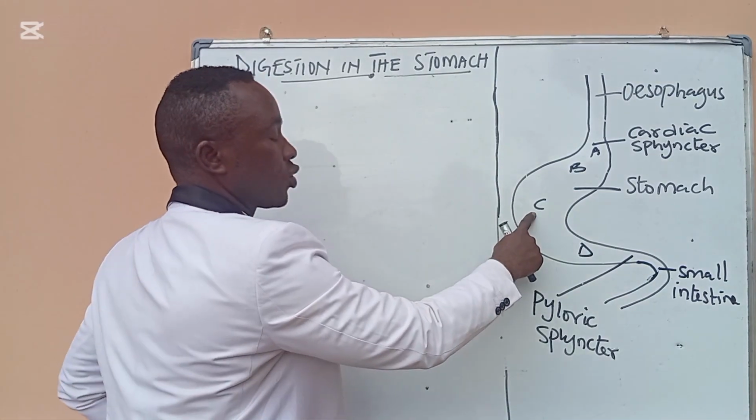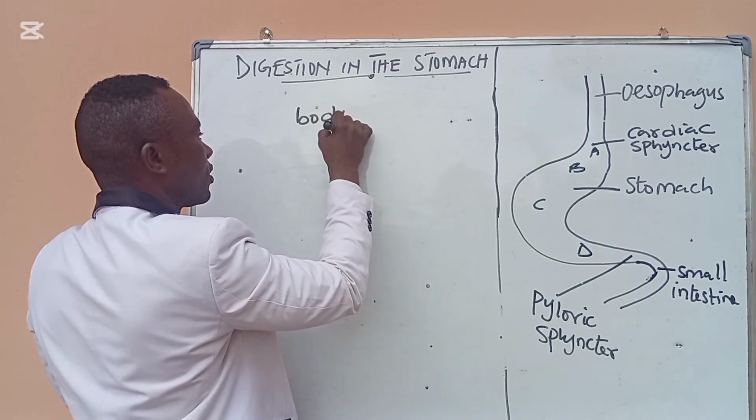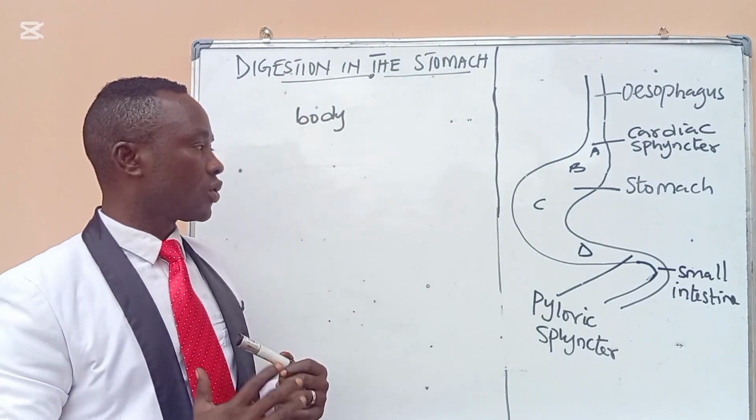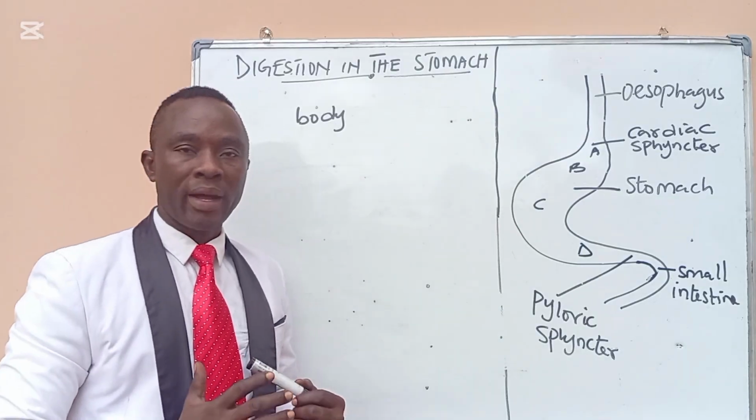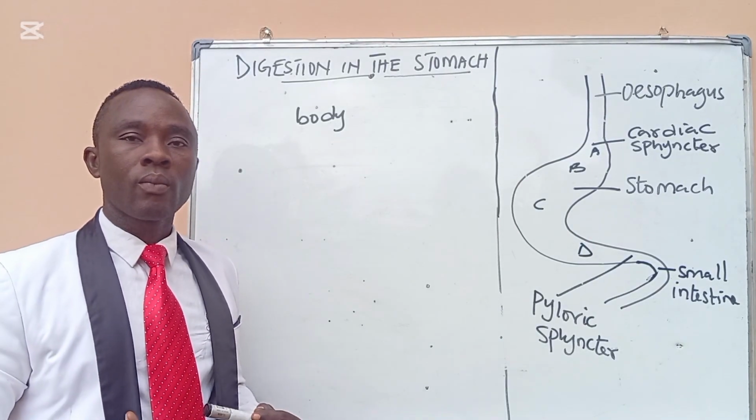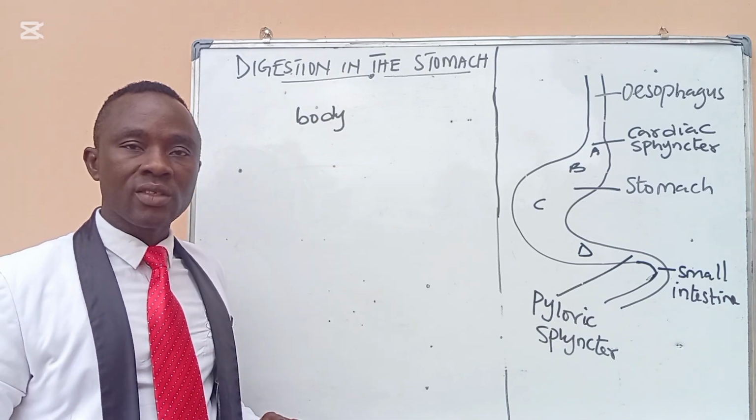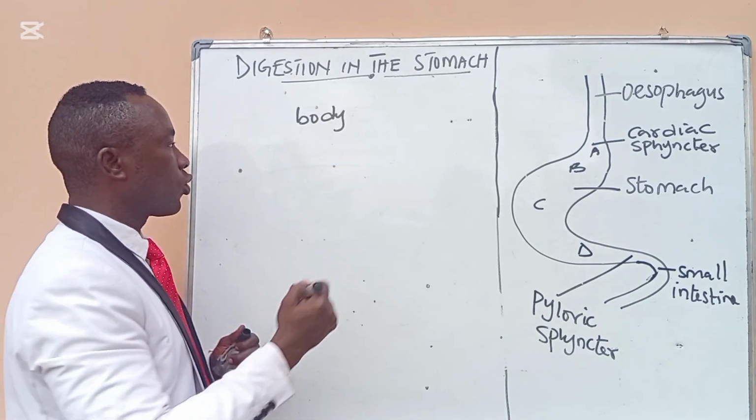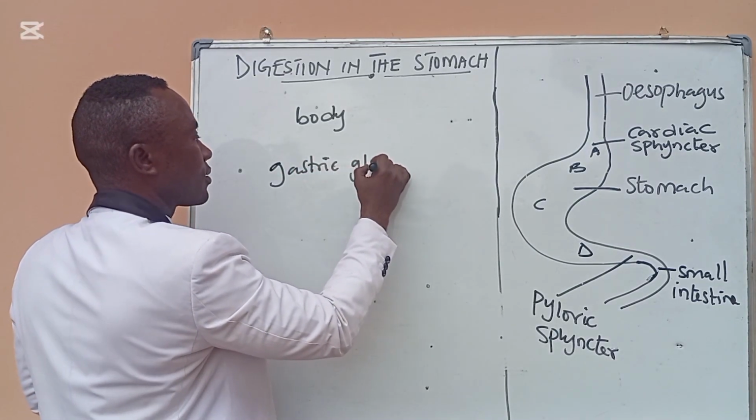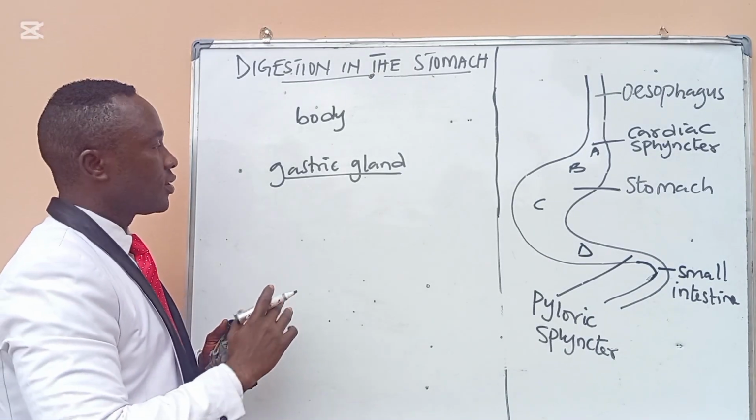So we come to the third part of the stomach, which is the body. The body is the largest part of the stomach. So the wall of the largest part of the stomach, which is the central part, the body, contains glands that we call the gastric glands. This gastric gland secretes HCl.